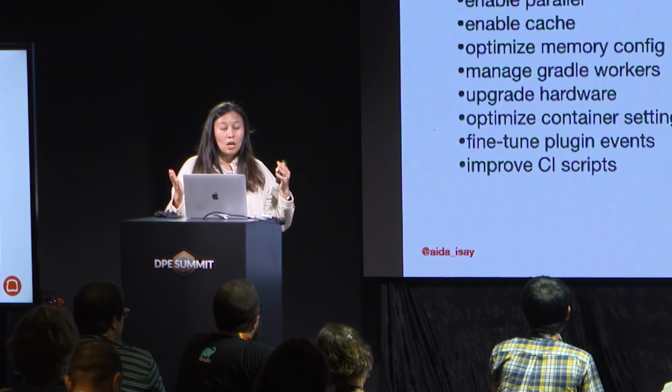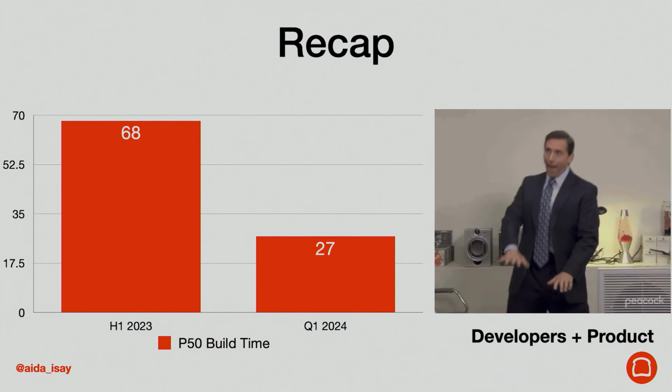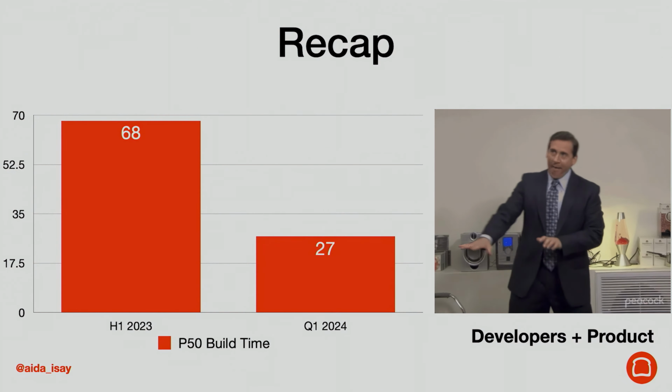And to recap, this is the low-hanging fruit we addressed. We enabled prioritization of the tasks. We enabled build cache, optimized memory config. We managed Gradle workers, upgraded hardware where applicable. Optimized container settings. We fine-tuned some of the plugin events that our CI was getting, and we also improved CI scripts along the way. And what we did with these small, non-trivial changes helped us get build times down from 68 down to 27, which in return made our developers happy.